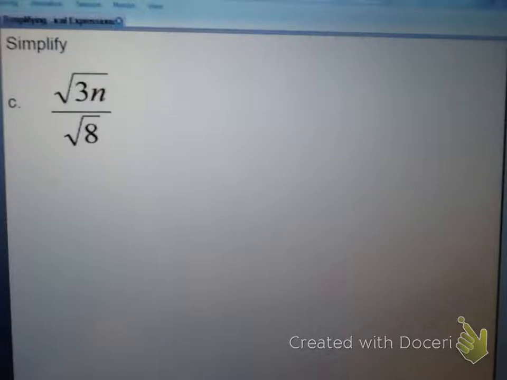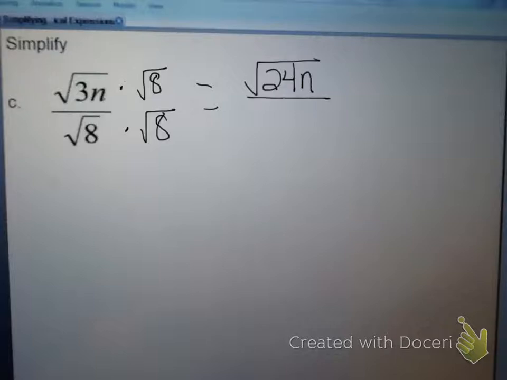Now, am I going to multiply it by the square root of 8? I can, because like I said earlier, usually you multiply by itself. Now watch what happens. That's the square root of 24 over the square root of 8 times the square root of 8, which is the square root of 64, which is 8. Now look at the square root of 24.